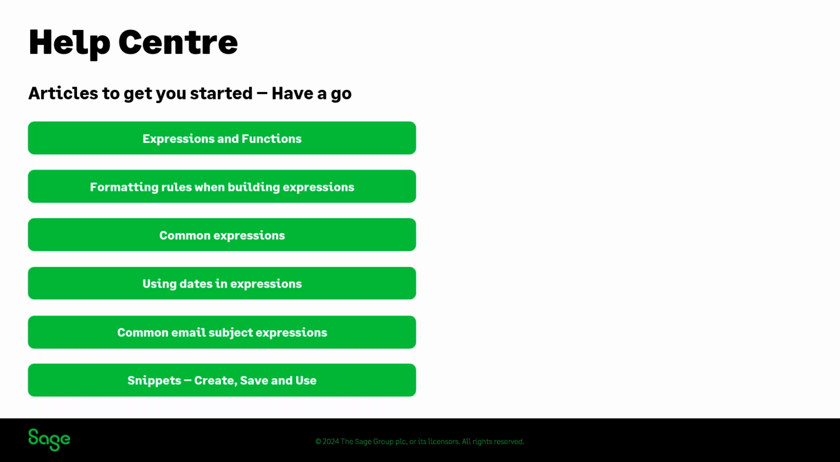And also snippets as well. So saving those expressions that you may have built that you might think, well, actually, I'm going to be using that one quite often. You can save that as a snippet. So within the expression editor, there's an option along the bottom of the screen to save that. So saving that snippet means that you can then just load it next time round. So it could be a good little time saver. You don't need to build them from scratch each and every time.